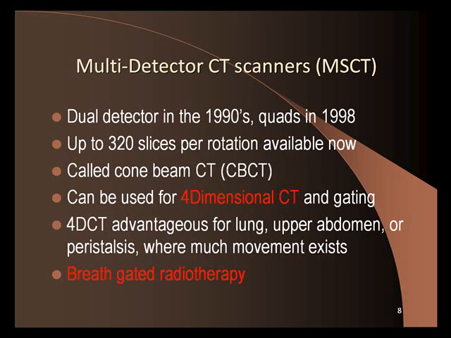Now some newer CT scanners do what is called a cone beam scan, CBCT. The older scanners were single slice, which means the X-ray tube is up here, for example, and the fan beam of X-rays extends this way, but the thickness in this direction is one slice.